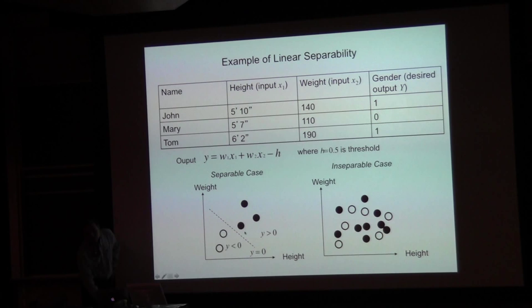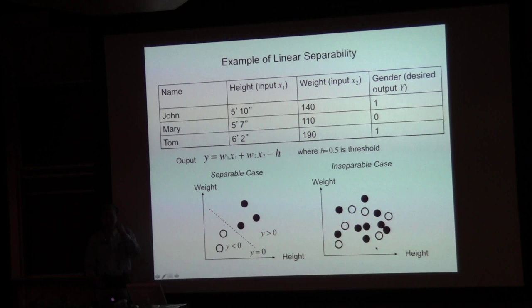If the two categories, the boys and girls, are linearly separable, so that a straight line can separate them, then this machine can learn to do the classification, right? In reality, it may look like this. The boys and girls, this is probably more realistic, are intermingled. In that case, there is no way you can have a single line anywhere to separate them into two different categories.